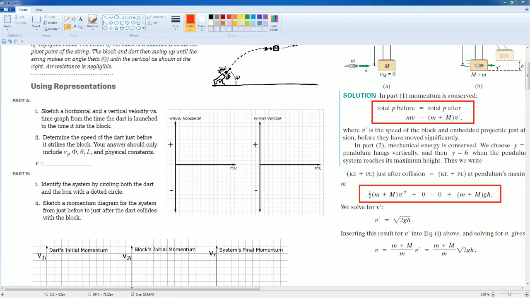The first thing they want us to do is sketch a horizontal and vertical velocity versus time. The horizontal velocity in this problem is going to be constant because there is no acceleration. So it's going to be something like that. The value it's going to take is v cosine theta. And now you're wondering, wait, why is it v cosine theta?